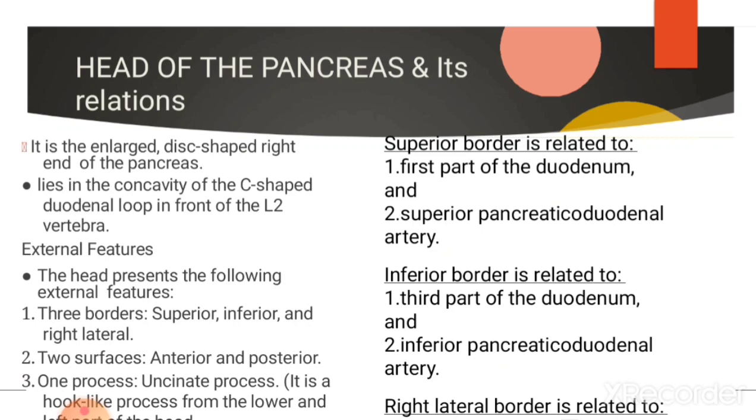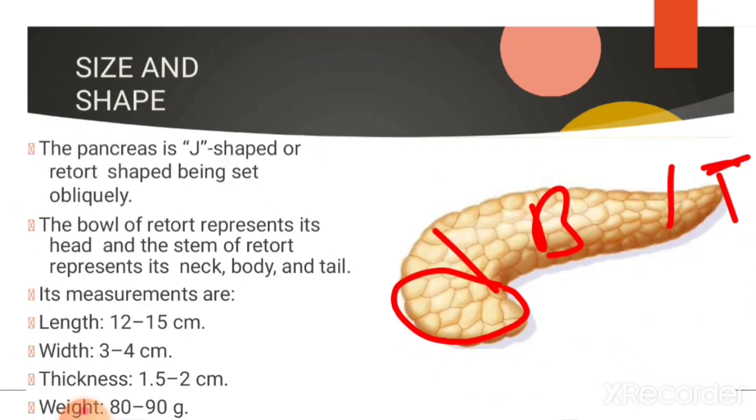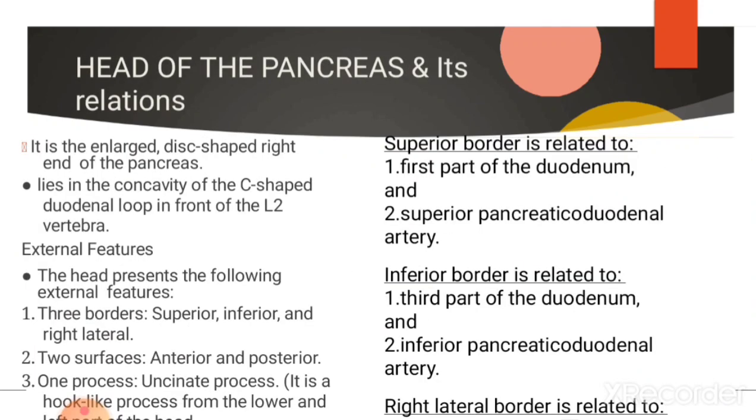Now come to the inferior border. The inferior border is related to the third part of the duodenum. So here we can see the third part of the duodenum. This C-shaped structure is the duodenum, and this is the inferior, third part of the duodenum. And here we have the inferior pancreaticoduodenal artery.